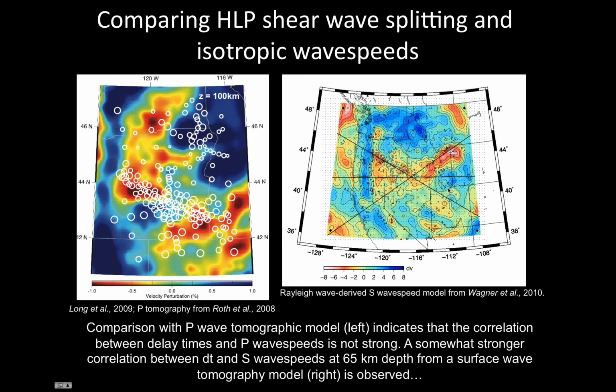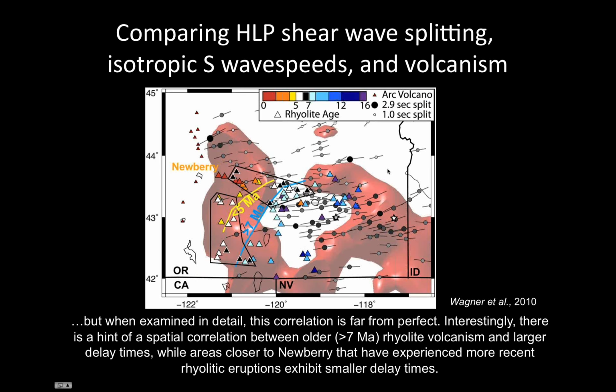The same is true if you look at an isotropic S wave speed model. This is a Rayleigh wave derived model from Wagner and others from last year. And again, she sees relatively slow isotropic velocities beneath the High Lava Plains, which is where we see these enhanced, large delay times. But again, if you look in detail, that correlation doesn't completely hold up.